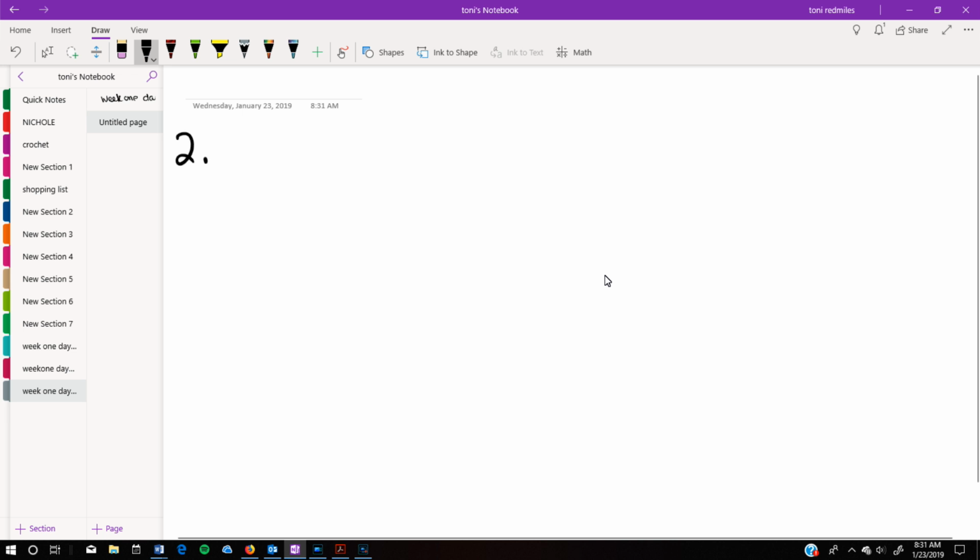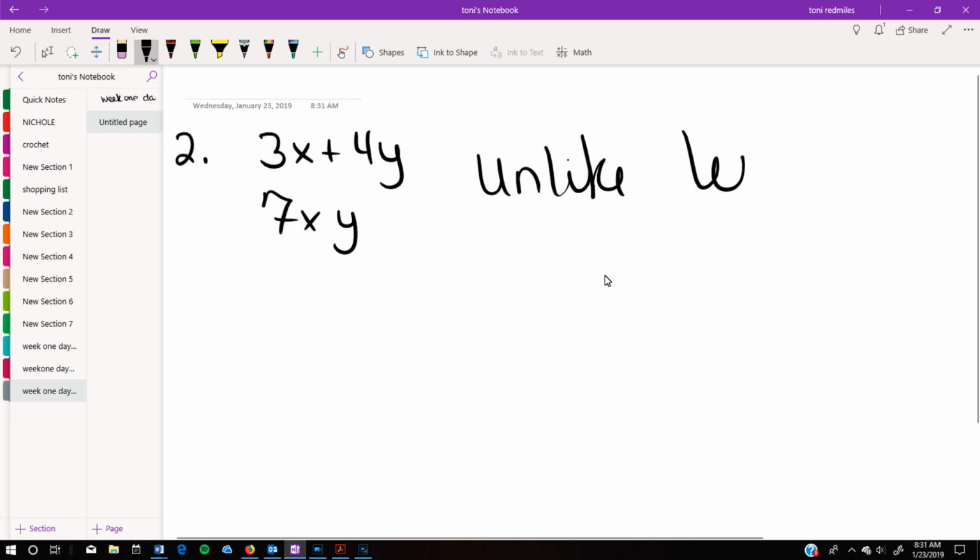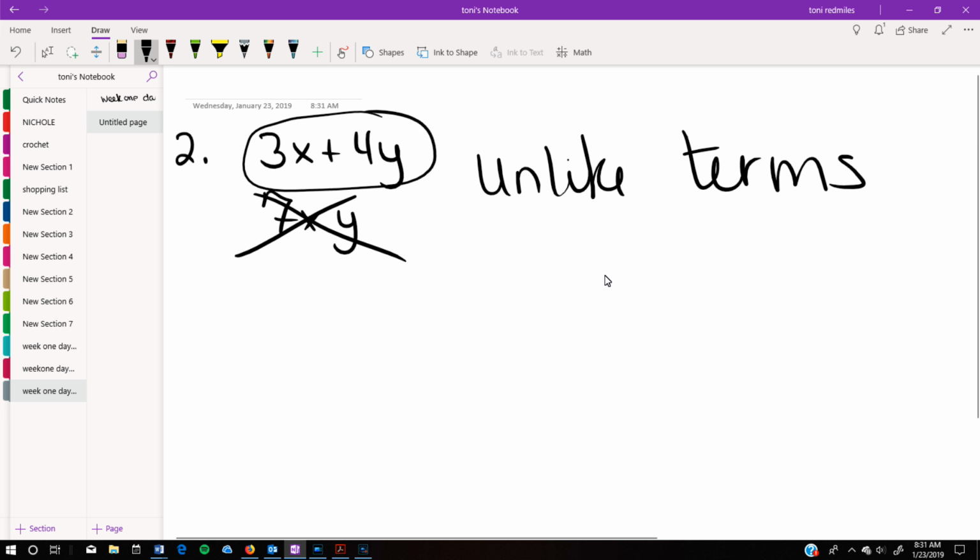So a student said that 3x plus 4y can be simplified to 7xy. What was their error? Their error was that they combined unlike terms. These are not like. I can't add them, and I can never add variables in the way that they did. They made them multiply together. Basically, they distributed them, but that is wrong. You can't do that because these are not like terms. So this is wrong. The answer would have just been this. I can't simplify it anymore. All right, so that was question 2.